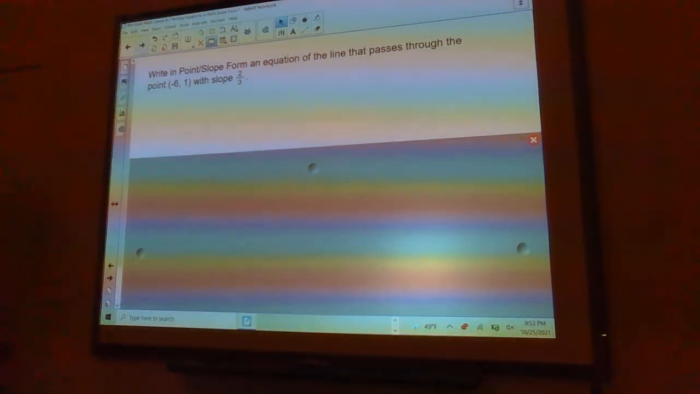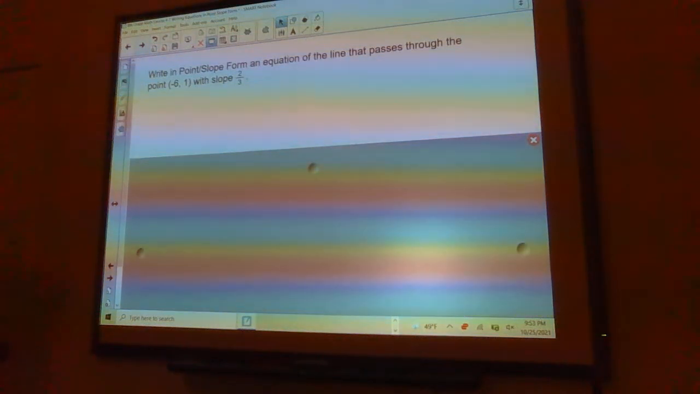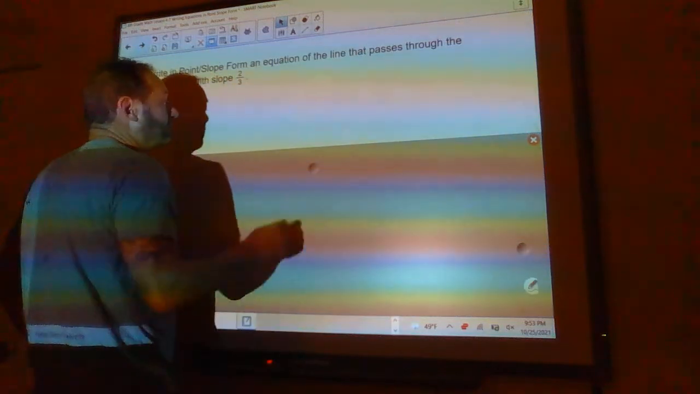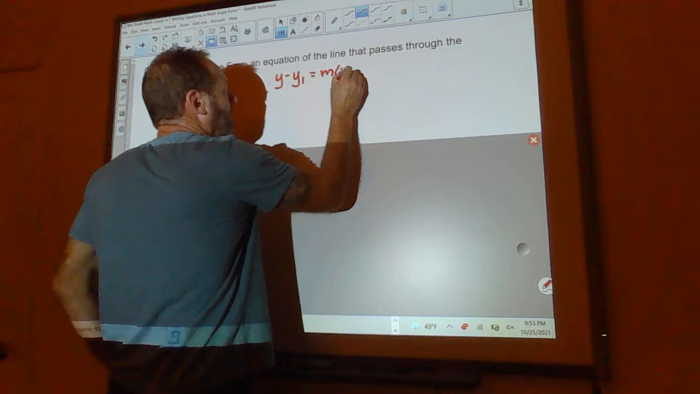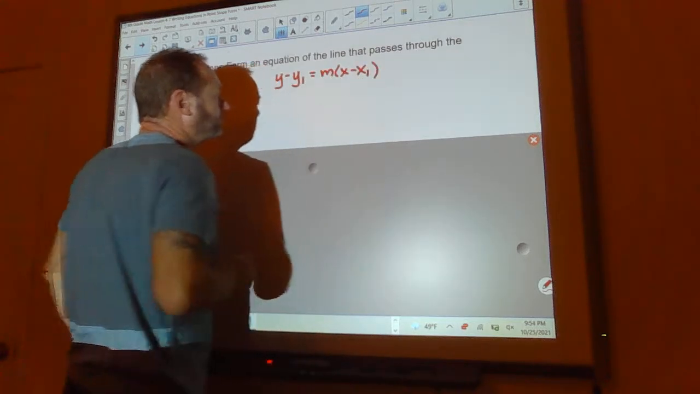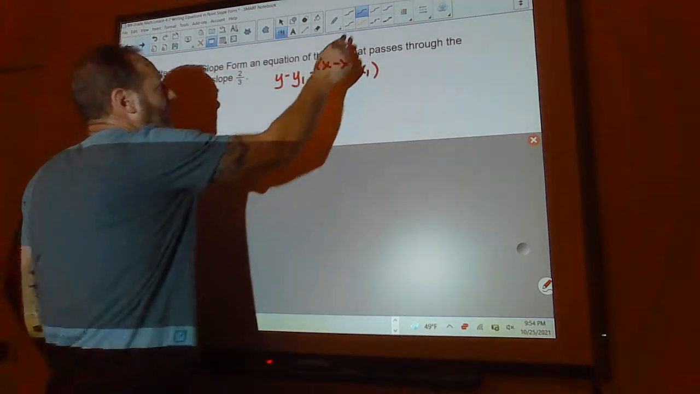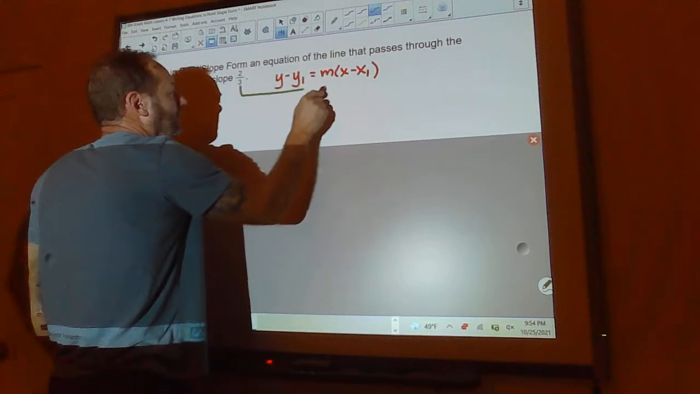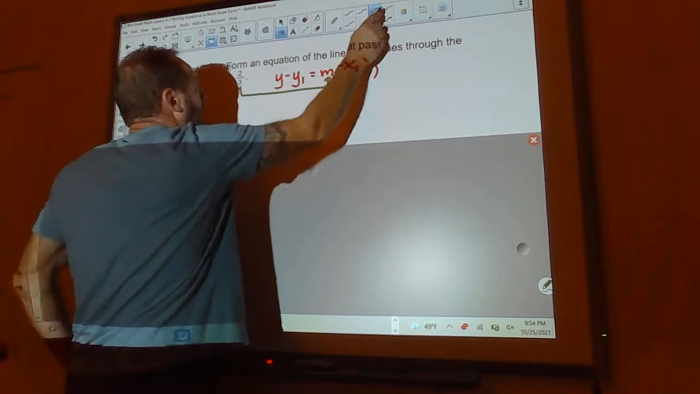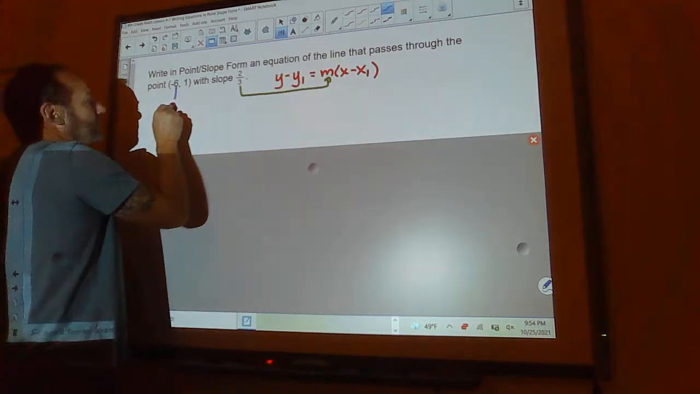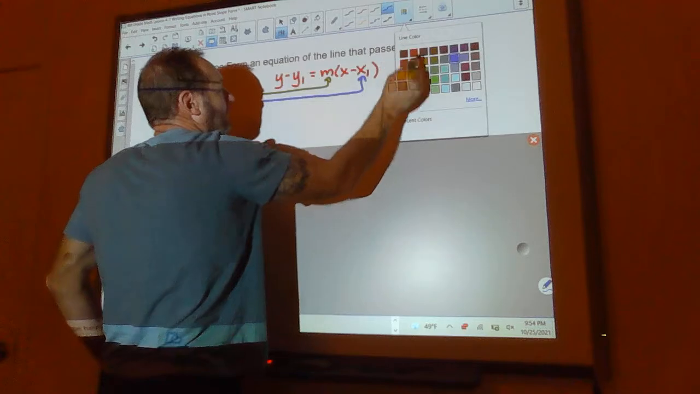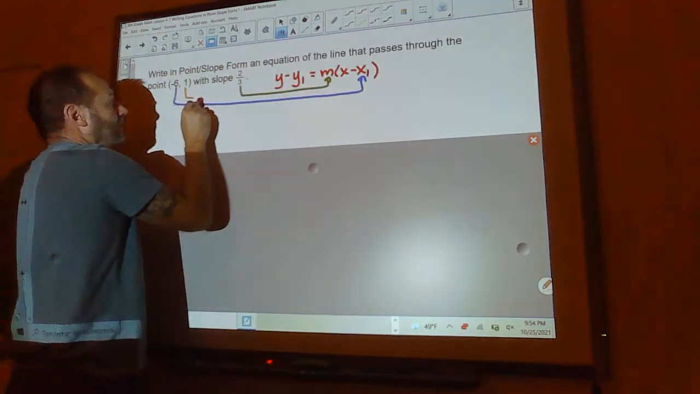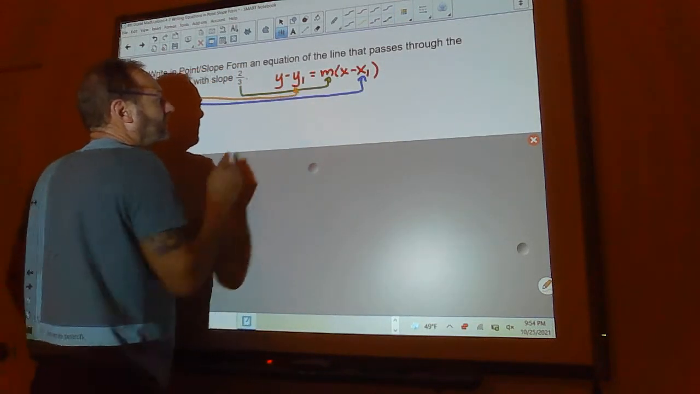Let's do this. Write in point-slope form an equation of the line that passes through the point -6, 1 with a slope of 2/3. All right, first we're going to write the formula. Y minus y1 equals m times x minus x1. Okay, slope goes right there. My x term is going to go right there, and my y term is going to go right there.